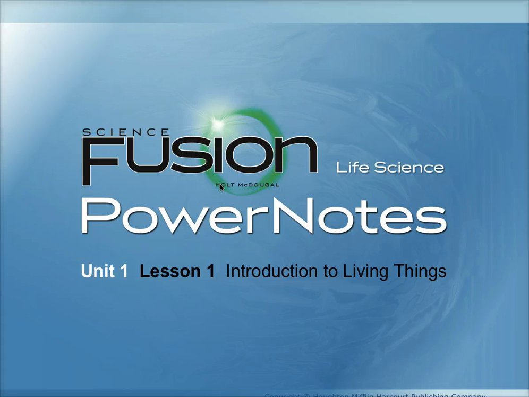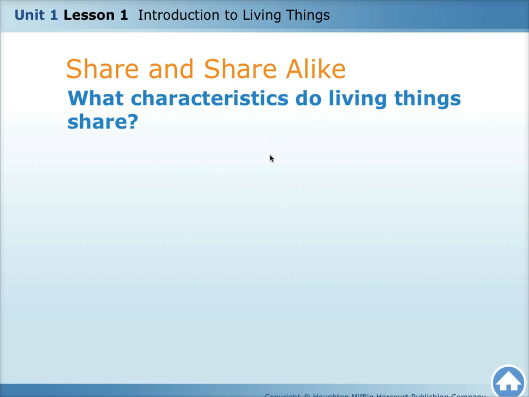So by the end of this lesson, you should be able to describe the necessities of life and all the characteristics that all living things share. So let's look at the first question. What characteristics do living things share? If you're following along in the book, we're starting on page 6 under the blue heading. What characteristics do living things share?